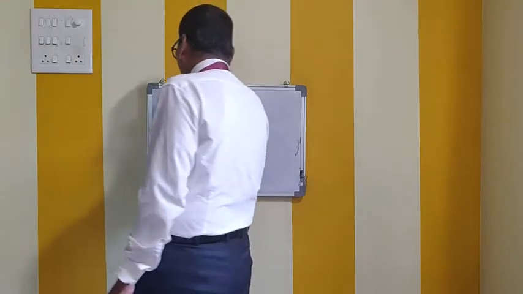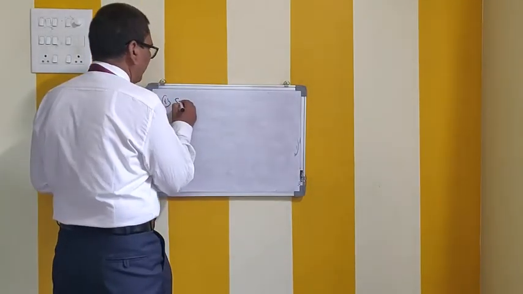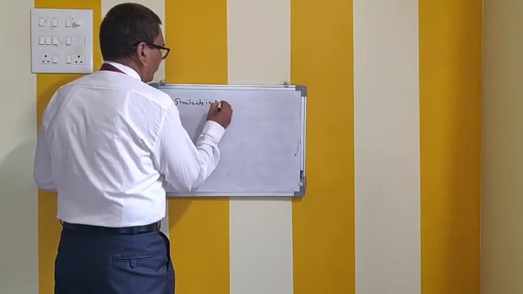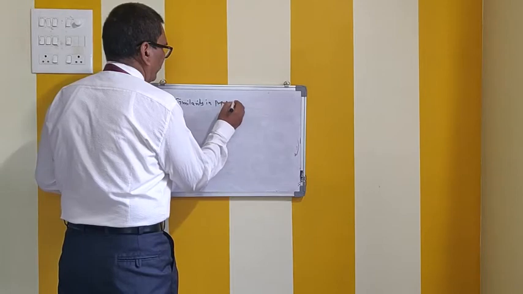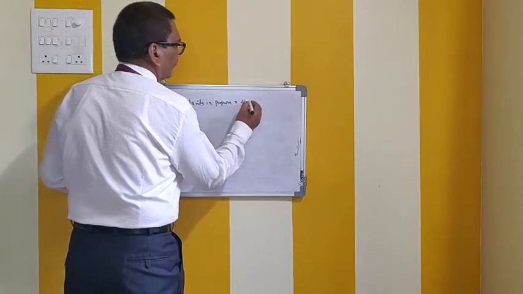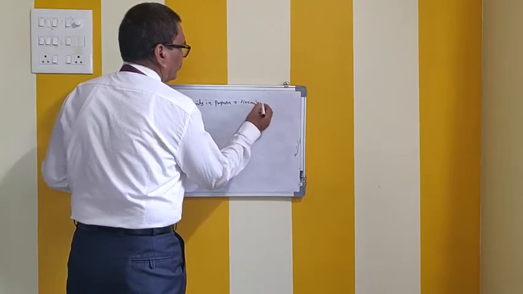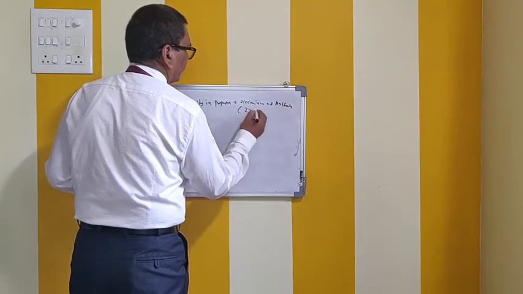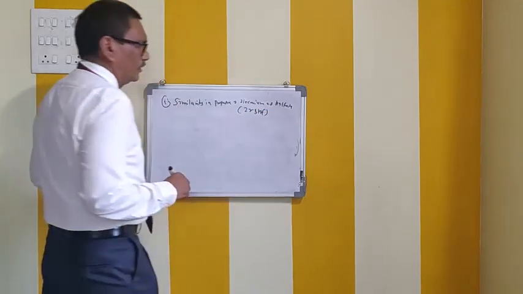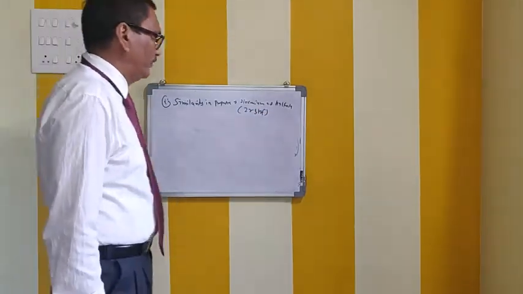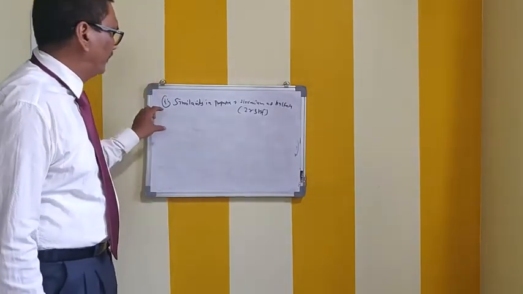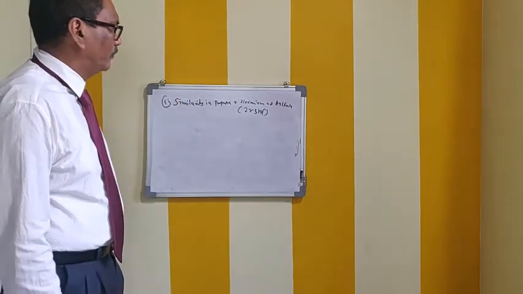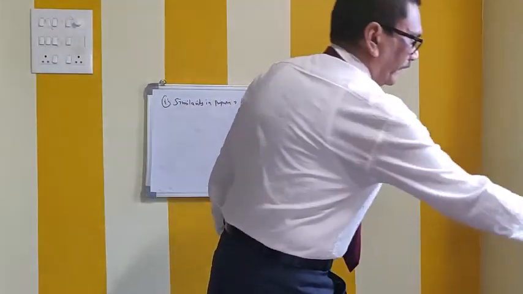Now, the fourth impact, we are going to study: similarity in the properties of zirconium and hafnium. Due to lanthanide contraction, there is a variation in the properties taking place, but at the same time, lanthanide contraction has a significant effect on the properties of zirconium and hafnium.